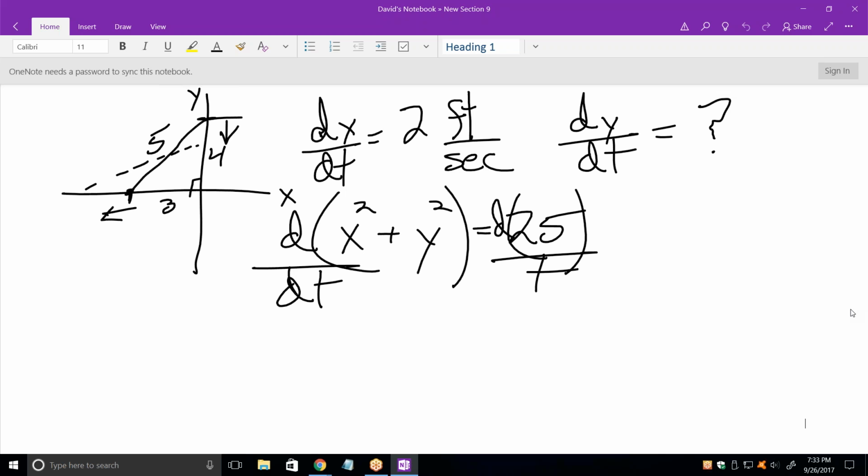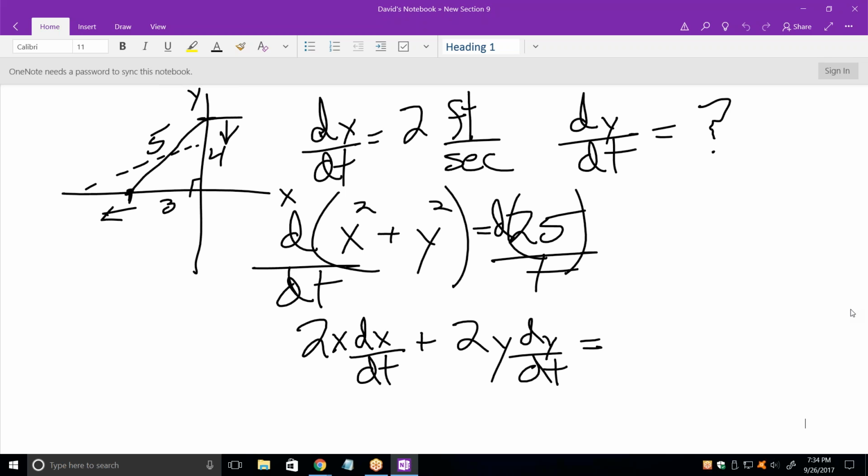You get 2x dx/dt plus y squared. No, we have to differentiate that with respect to t also. Oh, yeah, my bad. I just felt like they're in the same term, but they're not. No. So it'll just be 2y dy/dt. Okay. And that's equal to 0.